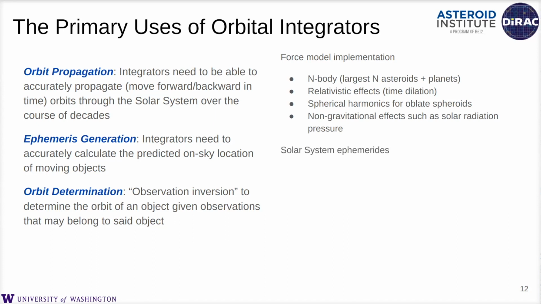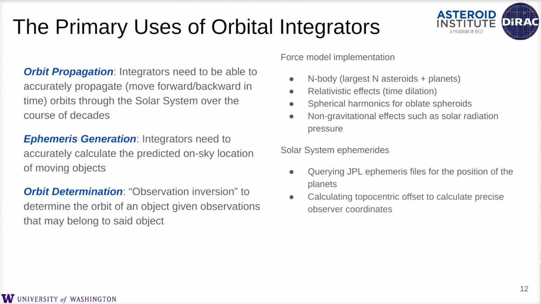Of course, these are just force model implementations. You also need to actually know where the planets are. What this typically means in these use cases is you're interacting with the JPL ephemeris files. So you're reading those files, querying them for the predicted position of the planets, and then using those as inputs to your force model implementation. And of course, these JPL ephemeris files give you the location of planets, but they don't give you the location of the observer. So now you have to write some code on top of that to calculate a topocentric offset, so you can accurately calculate where the observatory is in Cartesian solar system space. We're talking accuracies here on the order of centimeters. That's what you have to be able to achieve to get this done accurately.